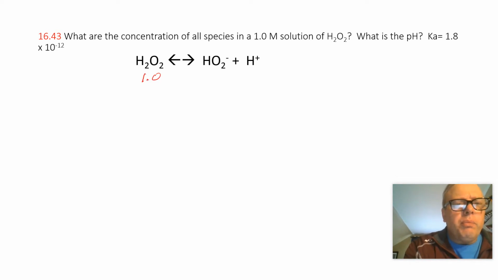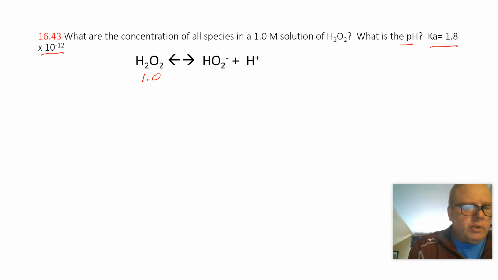You're starting with 1.0 molarity of this solution, and it asks you what is the concentration of all species, so all three things, and it's hydrogen peroxide. It asks also what is the pH. One thing I notice is the Ka value, this 1.8 times 10 to the negative 12. It's tiny. So that tells me I'm going to be able to approximate on this thing.